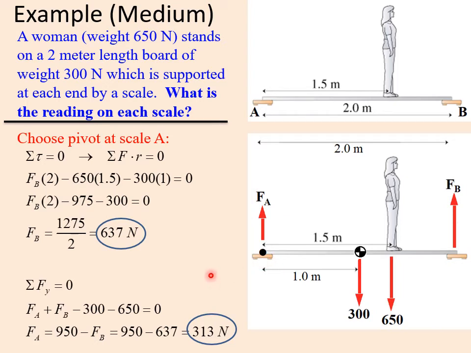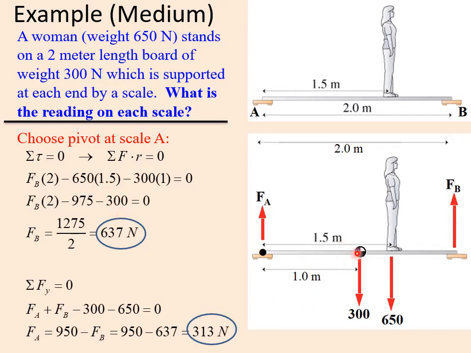But for doing torques around this point here, the FB is a positive direction torque because of the counterclockwise direction. So we have FB times 2. Where does the 2 come from? Well, that's the length of the whole board here. That's how far away this force is from our pivot over here. Minus her weight times 1.5 is the distance. And it's minus, of course, because this is a negative torque in the clockwise direction.